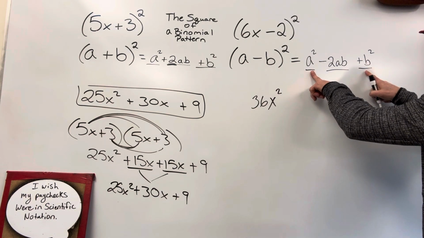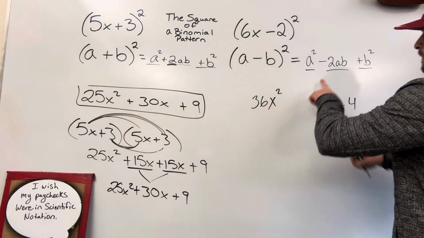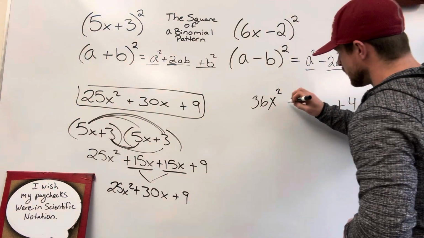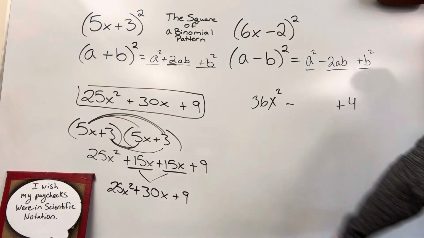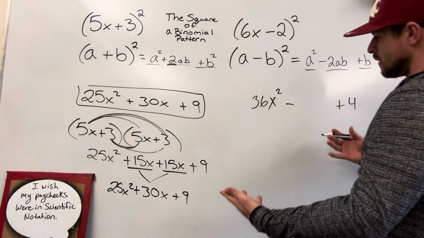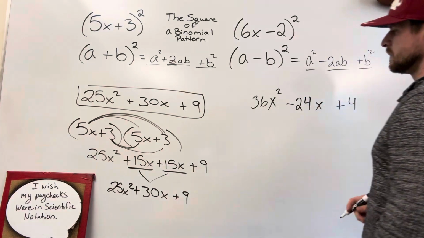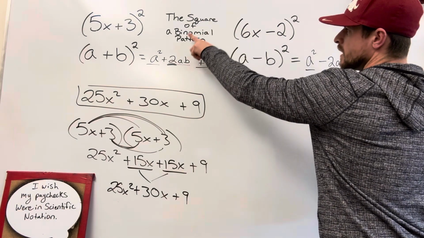Remember, I like to do my ends, my front term and my back term. And then the middle term is just going to be a times b, but doubled. And don't you forget, when we're subtracting, that middle term will end up being negative. So what is 6x times 2? That's going to give you 12x, but we need to double that, so we're going to get negative 24x in the middle. So this would be the quick way to just go straight from square of a binomial.